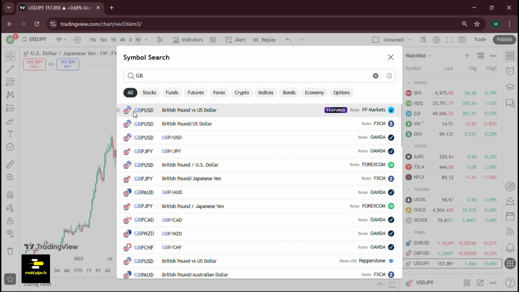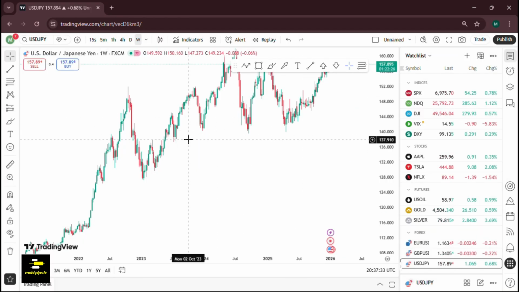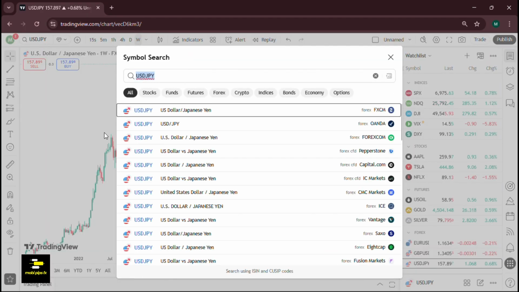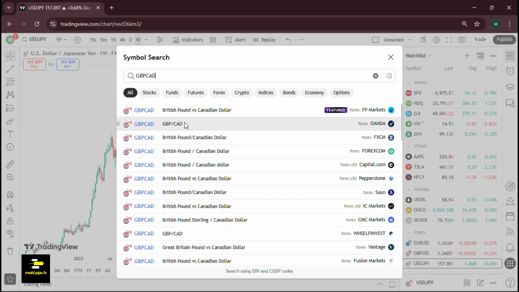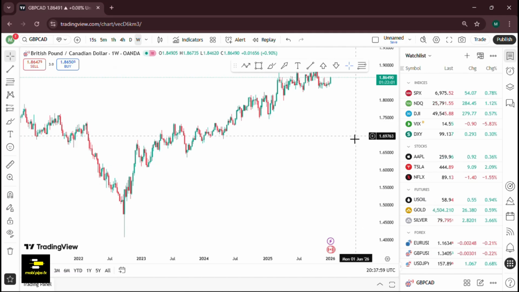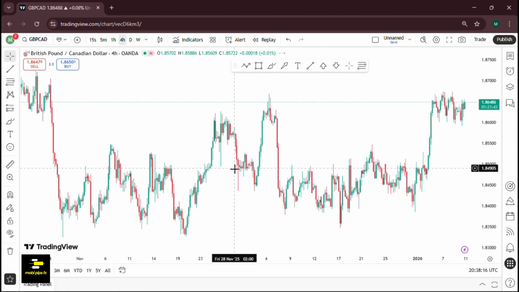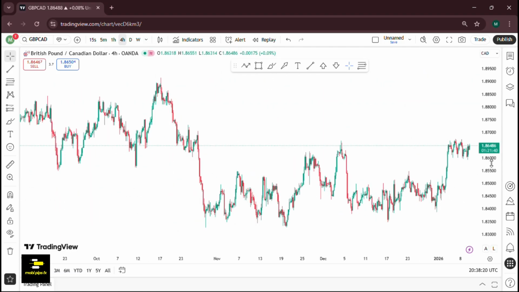If you want to check your pair on TradingView, on a chart like this, you can just come to this point where USD JPY is. You click on it, then type in the forex pair you're looking for, GBP CAD. You can click the forex column. There are stocks, funds, futures, crypto, forex, indices. We are dealing with forex now. So GBP CAD. Okay, on the 4 hour, let's see if we will get GBP CAD.